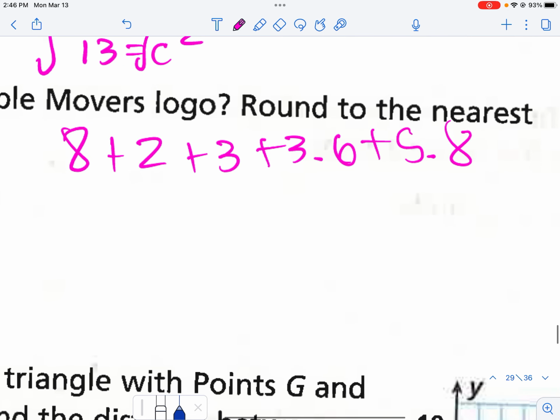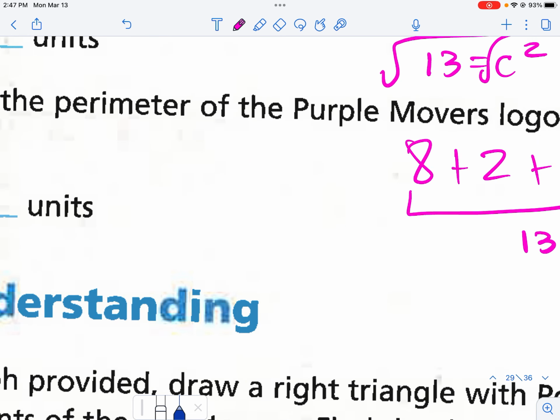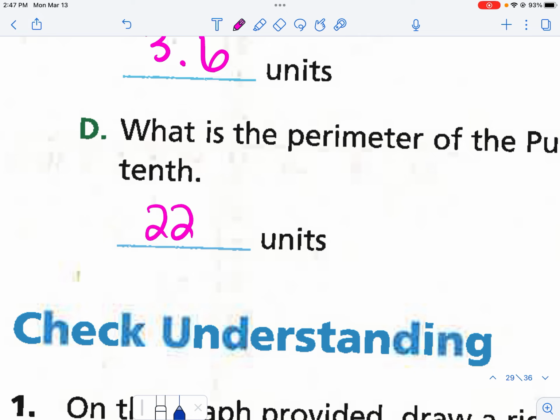Okay, so if I add these 3 together, I'm going to get 13 plus 3.6 plus 5.8. Then this would be 16.6 plus 5.8. That's a 4. I'm going to carry. That's 11, 12, 22.4. So approximately 22.4 units.